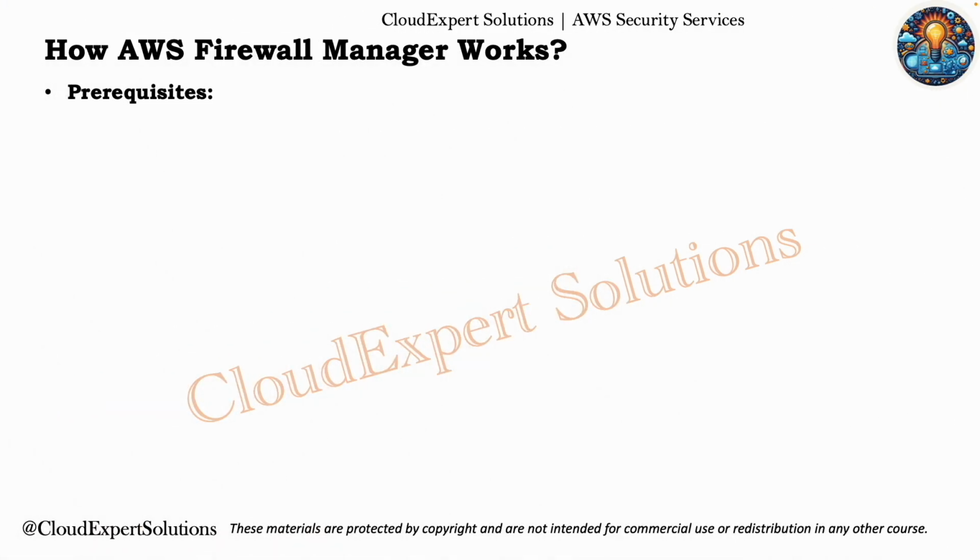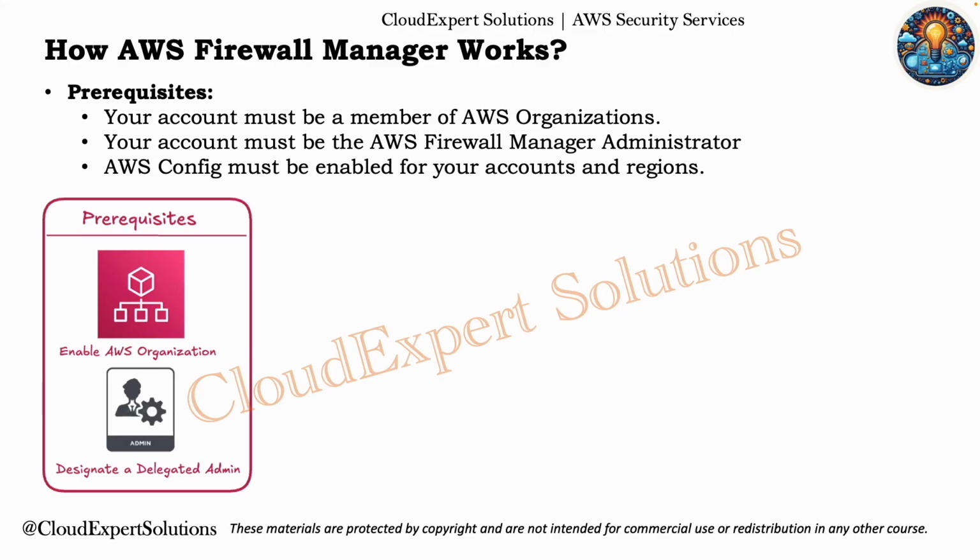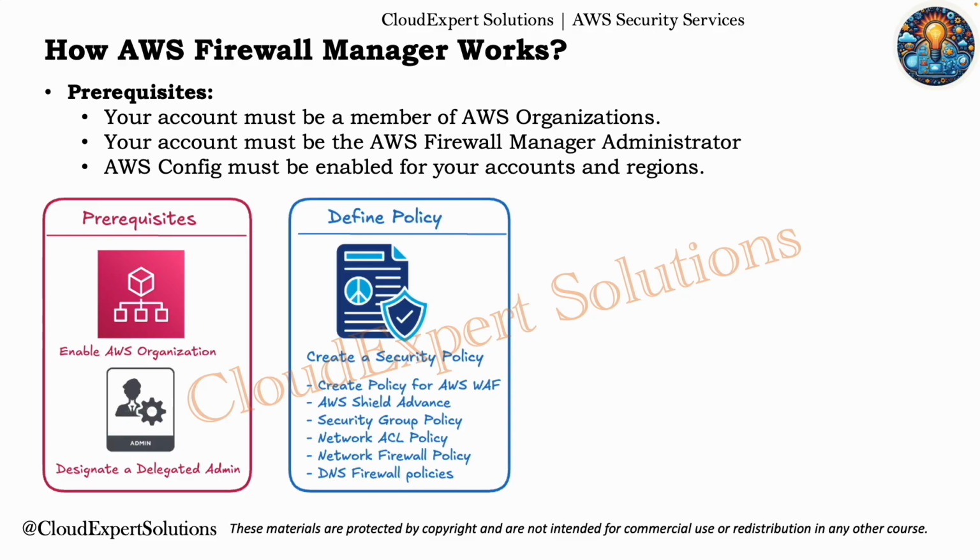Now let's understand how AWS Firewall Manager works. First, the prerequisites. Firewall Manager works only in a multi-account environment, so your account must be part of AWS Organizations. The account where you want to activate AWS Firewall Manager must be designated as the Firewall Manager administrator account, and you must enable AWS Config for your accounts so that Firewall Manager can continuously track resource changes across accounts and regions. Once the prerequisites are in place, the next step is to define a security policy.